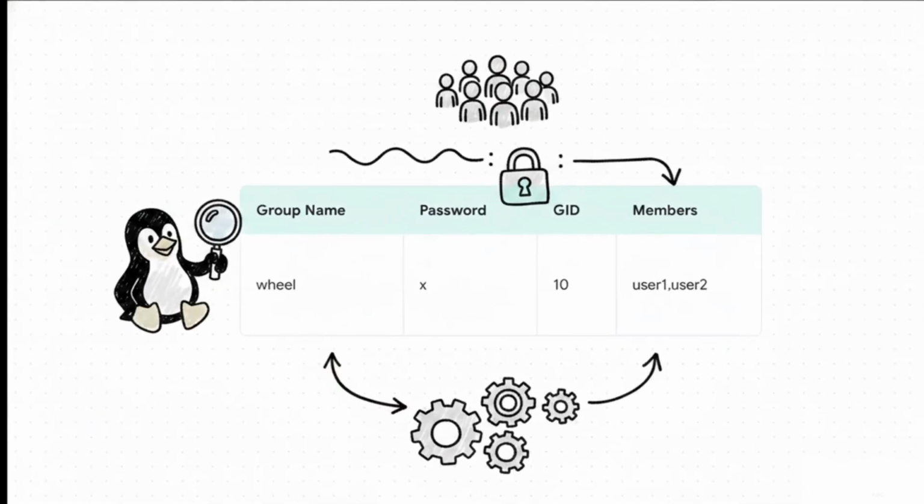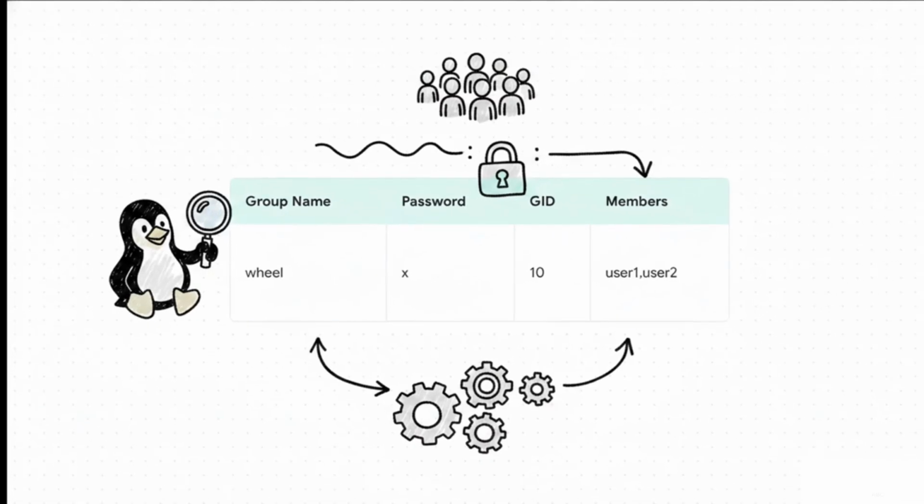And on a very similar note, groups are defined in the /etc/group file. Groups are a huge deal because they let you assign access to a bunch of users all at once, so you don't have to configure permissions for every single individual person. It's a huge time saver. This file is also colon-separated, showing the group name, a password placeholder, the GID, and then a simple comma-separated list of the members in that group.